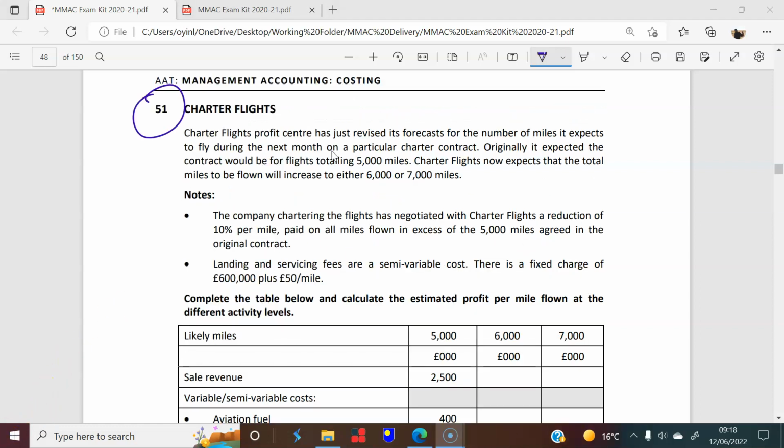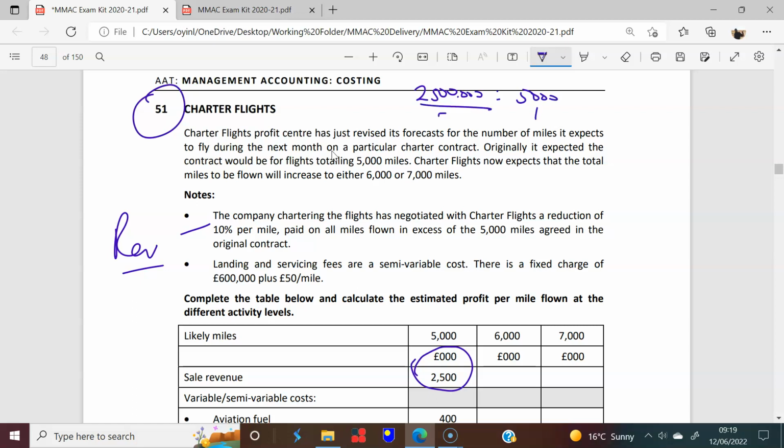So looking at 51, there's just a bit of play on revenue and a number of things, but you just have to watch the question carefully. It's about adapting, isn't it? So we're told, as far as revenue is concerned, that you have agreed that on all miles in excess of the 5,000, you will charge 10% less. So the first question is, how much do you currently charge per mile? You're currently having revenue of 2.5 million over 5,000 miles.